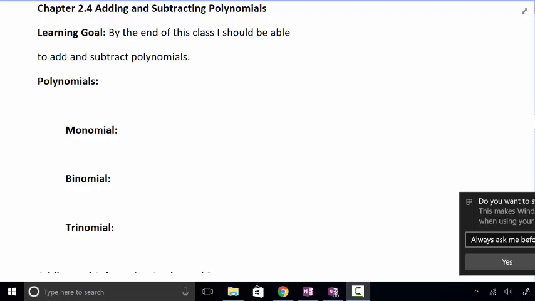Chapter 2.4, adding and subtracting polynomials. By the end of this class, you should be able to add and subtract polynomials.